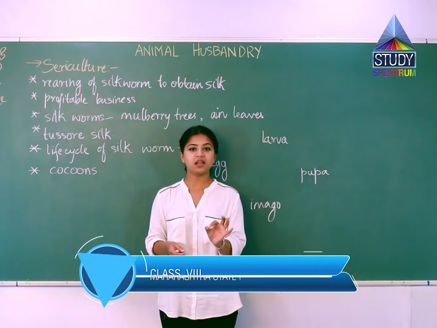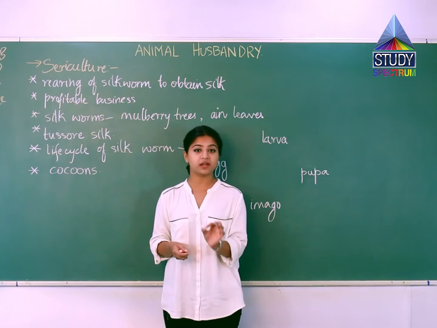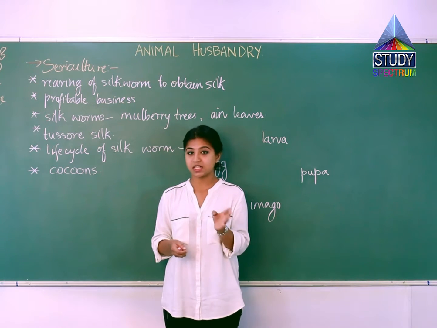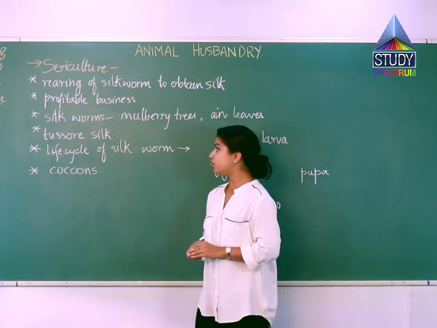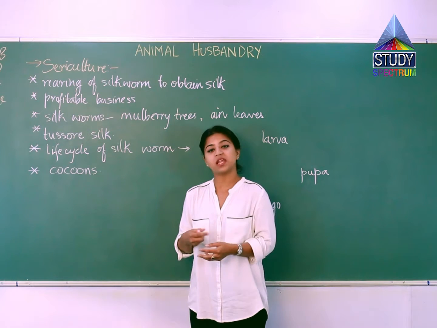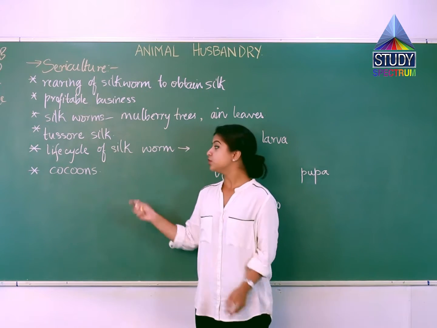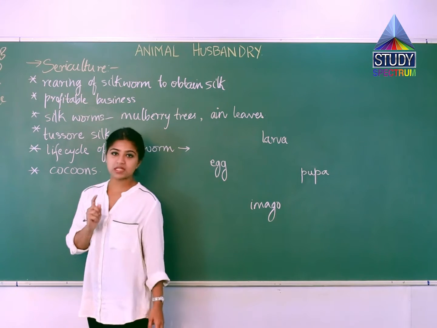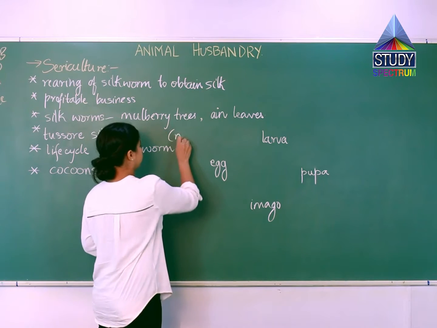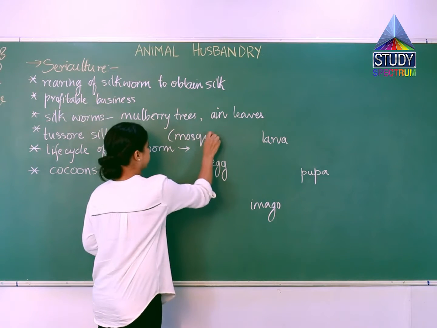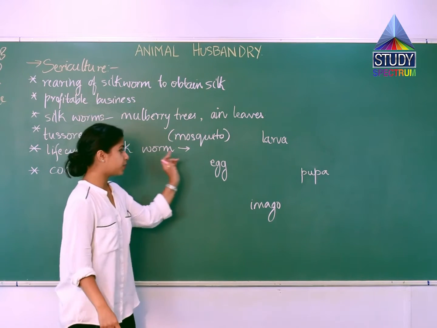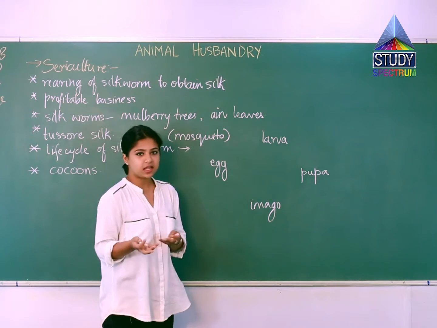Now let's understand the organism that creates this thread. The organism that creates this thread is the silkworm, as I told you. So over here we'll understand the life cycle of the silkworm, and how it is able to make such secretions. The life cycle of the silkworm is similar to that of a mosquito. In the initial stage, the mother lays the eggs.